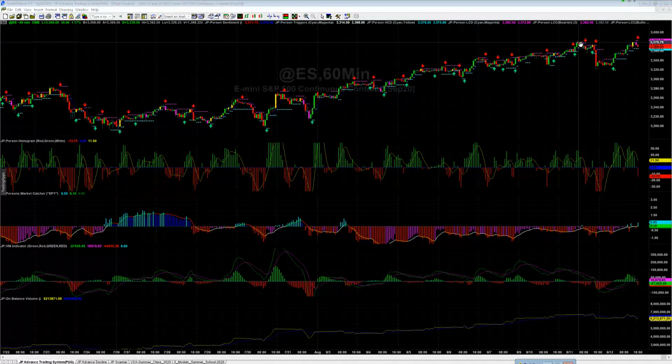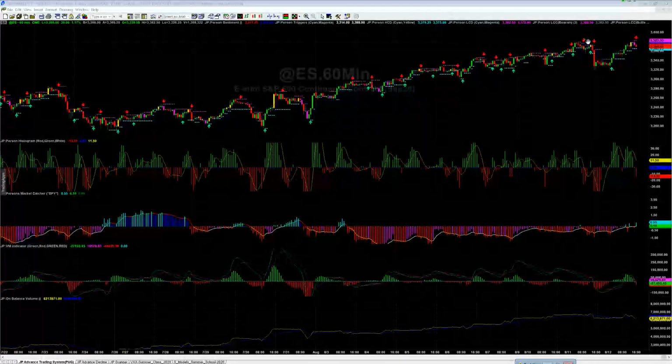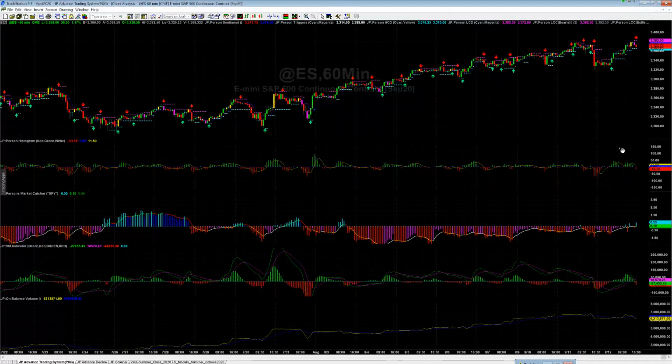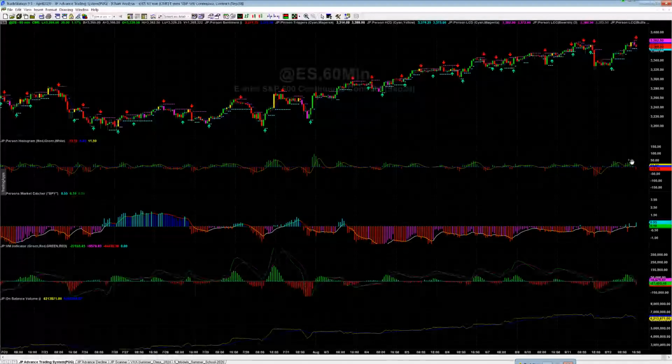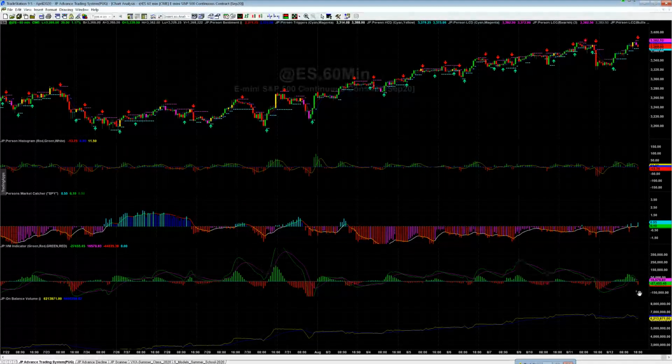It didn't quite take out. That's not a newer high, right? From this green bar here to the closes up here, not quite a newer high. Momentum is kind of weakening on a 60-minute on the ES. The volume momentum, you could see my indicator starting to show a divergence up here. That's a little worrisome to me.